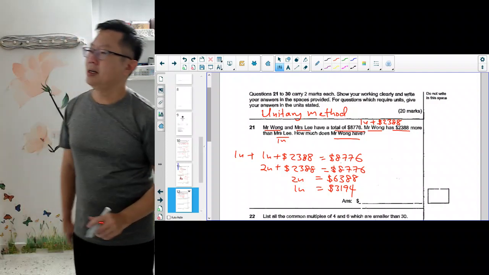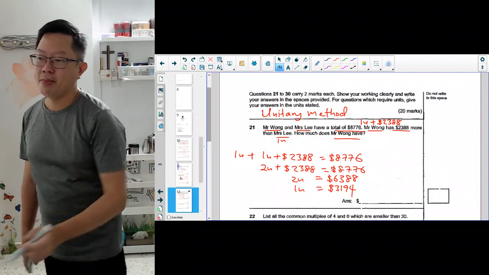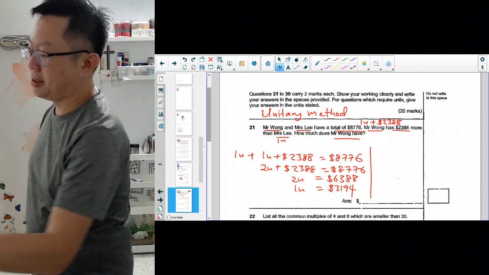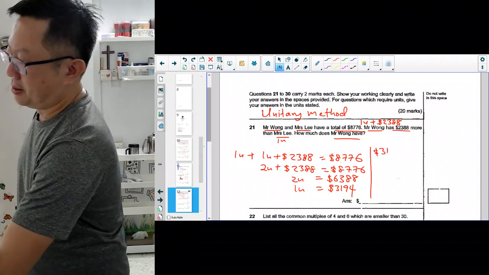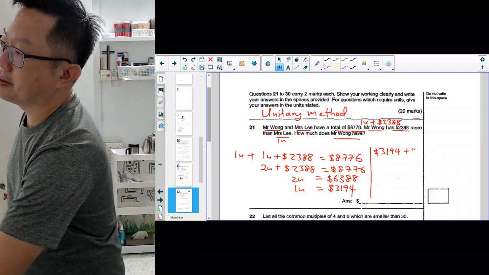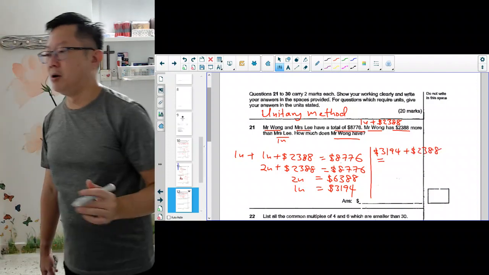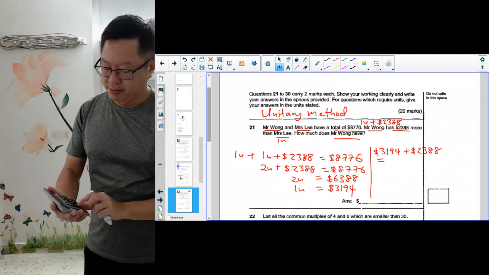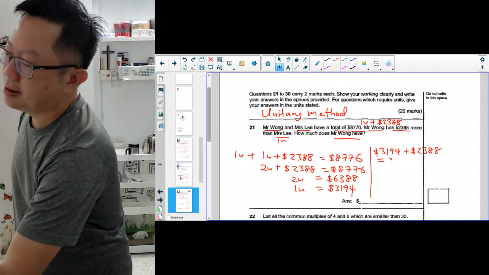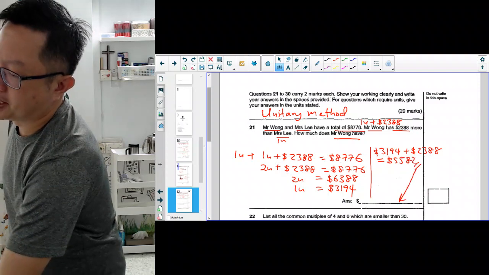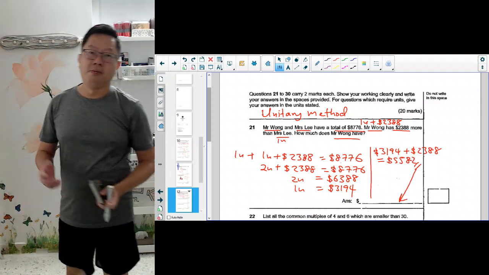$3,194. Alright, so how much does Mr. Wong have? Mr. Wong has 1 unit plus $2,388. So you take 3,194, which is 1 unit, plus 2,388, and that gives you Mr. Wong's money. And your answer will be $5,582, which is Mr. Wong's money. Okay, so this is without the model drawing.